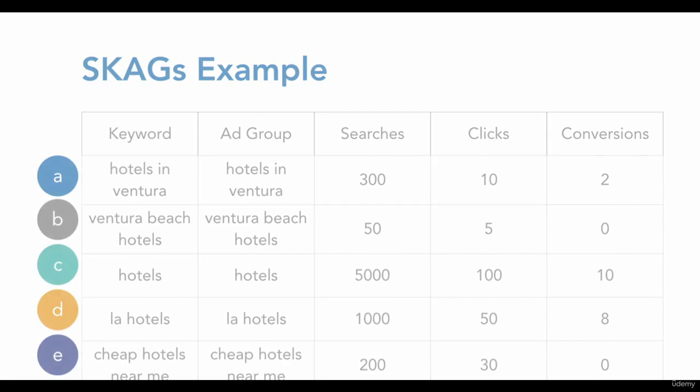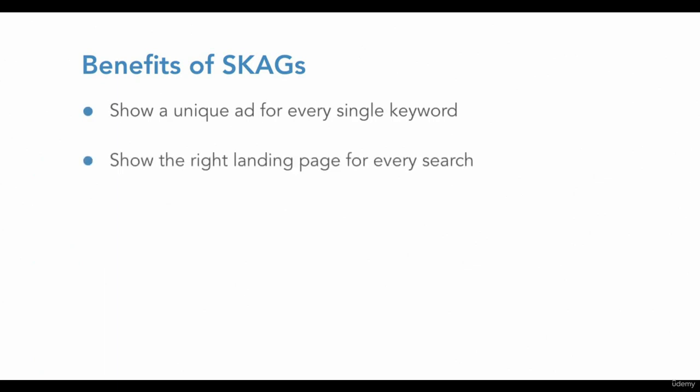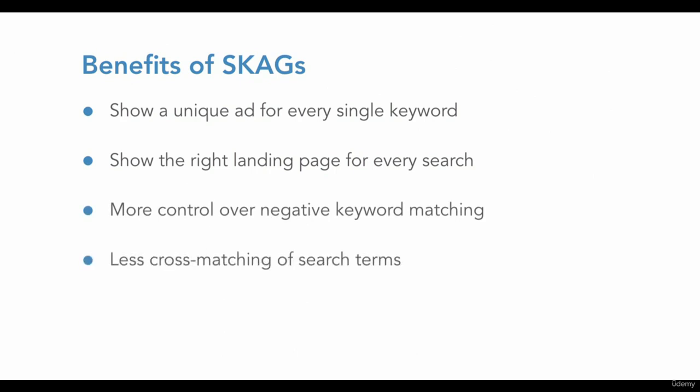So the benefits of SKAGs are that you can show a unique ad for every single keyword, show the right landing page for every search, and you'll have unique control over the negative keyword matching, as well as less cross-matching of search terms, so search terms matching to the wrong keyword.